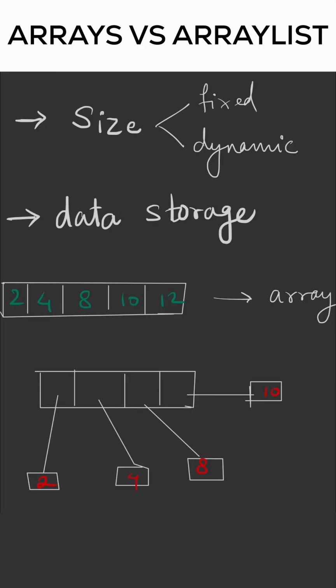There are two main differences between an array and an array list. The first one is based on size. Arrays are of fixed size. That means whenever you create an array, you have to mention the size of the array beforehand, which cannot be reduced or increased later on.